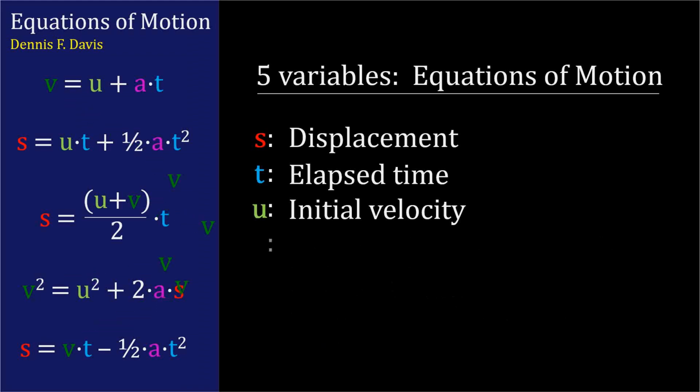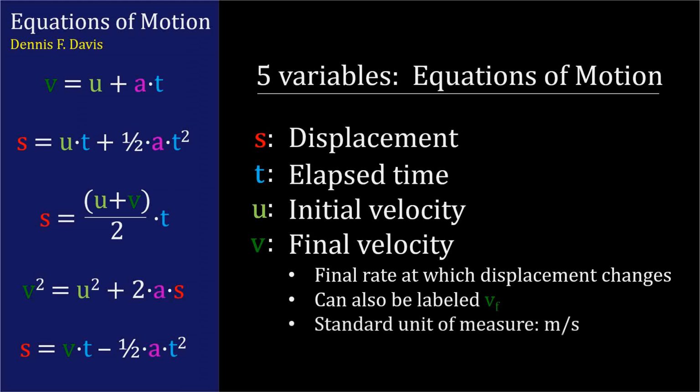Final velocity is v in darker green. It's easy to remember u and v because u comes before v alphabetically, and the initial velocity happens before the final velocity. Final velocity might also be represented as v sub f. It has the same characteristics as initial velocity, including its standard unit of measure, which is meters per second.